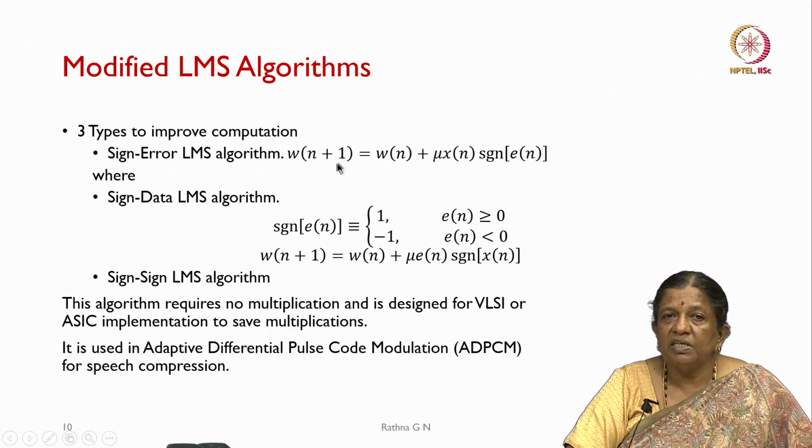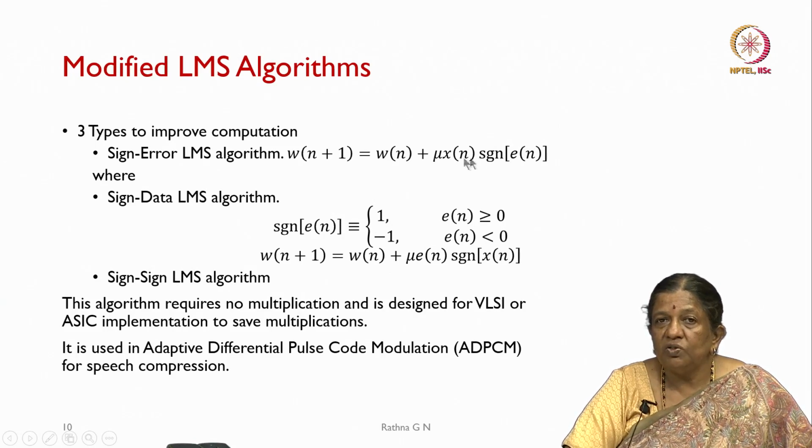Here, as you can see, W of n plus 1 is given as W of n plus mu into x of n, and you will be taking the sign of the error E of n. The sign of E of n is given as 1 or minus 1. So if the error is greater than or equal to 0, we make it 1. If it is less than 0, it is going to be minus 1. So it is either negative or positive, so that we are avoiding the multiplication by the error E of n in this case.